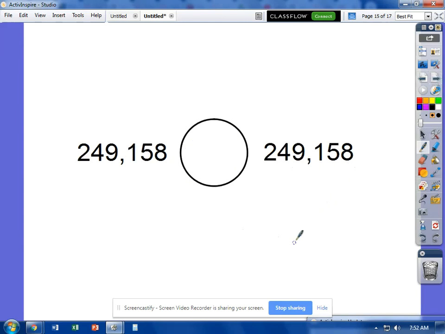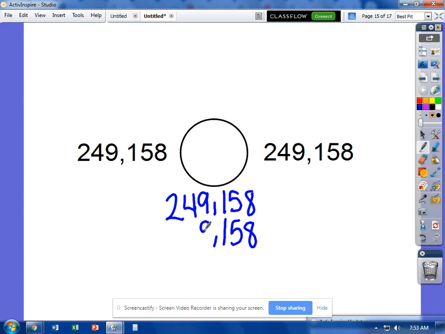For this one, once again, we're going to line them up. We have 249,158, and then once again I'm going to look at this number, 249,158, and we're going to compare them. But to first do that, I'm going to line them up, starting with my ones place again. And I'm going to go through and look starting in my largest place value, which once again is the hundred thousands place, to see where my numbers start to differ.